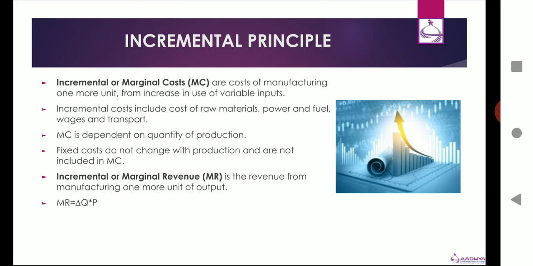Incremental or marginal revenue is the revenue from manufacturing one extra unit of output. That is, the extra output produced, which is delta Q, multiplied by the price. How much we sell at what price, when we multiply, we get the marginal revenue: the extra revenue generated from the extra output we produced.